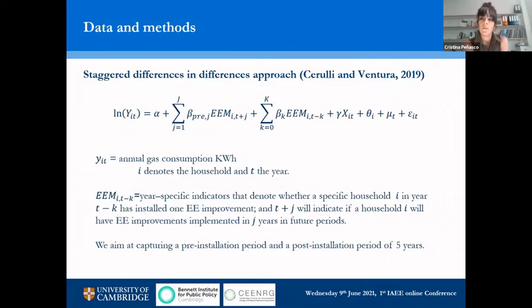Cerulli and Ventura have developed this estimation methodology for the case of binary time-varied treatments with pre and post intervention periods. We will use this development to analyze the differences in energy consumption 5 years before and 5 years after the implementation of the energy efficiency improvements. With this approach, we can not only analyze, as I mentioned, the effect of the energy efficiency improvement, but also if they have some anticipatory or delay effects. And this second quasi-experimental exercise allows us to analyze the extent and duration of the effectiveness of the implementation of the energy efficiency measures in the reduction of energy consumption.